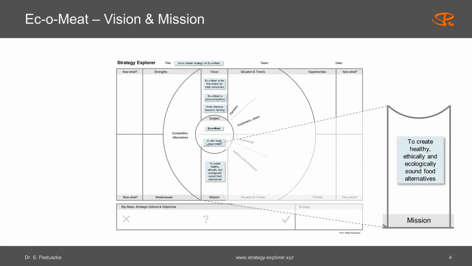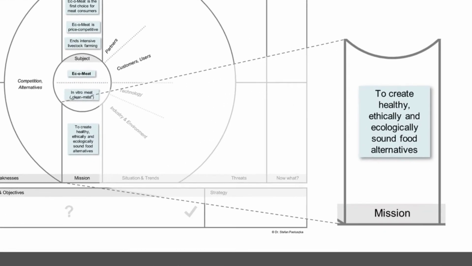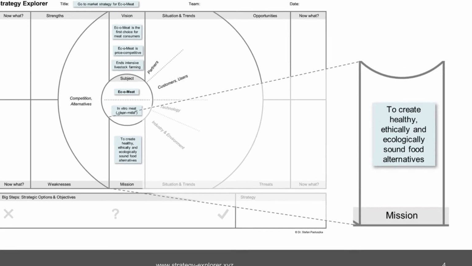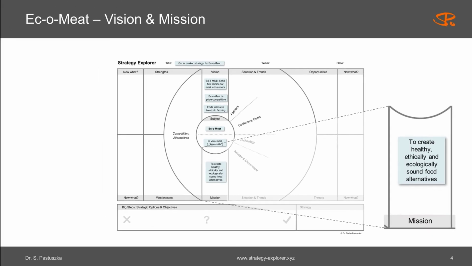Now let's come back to EcoMeat, our example from step number 1. First, the EcoMeat team discusses what has motivated them to work on in vitro meat. This way, they arrive at the mission statement to create healthy, ethically and ecologically sound food alternatives. Note that this statement guides the way, but allows to think broadly about future developments beyond in vitro meat.